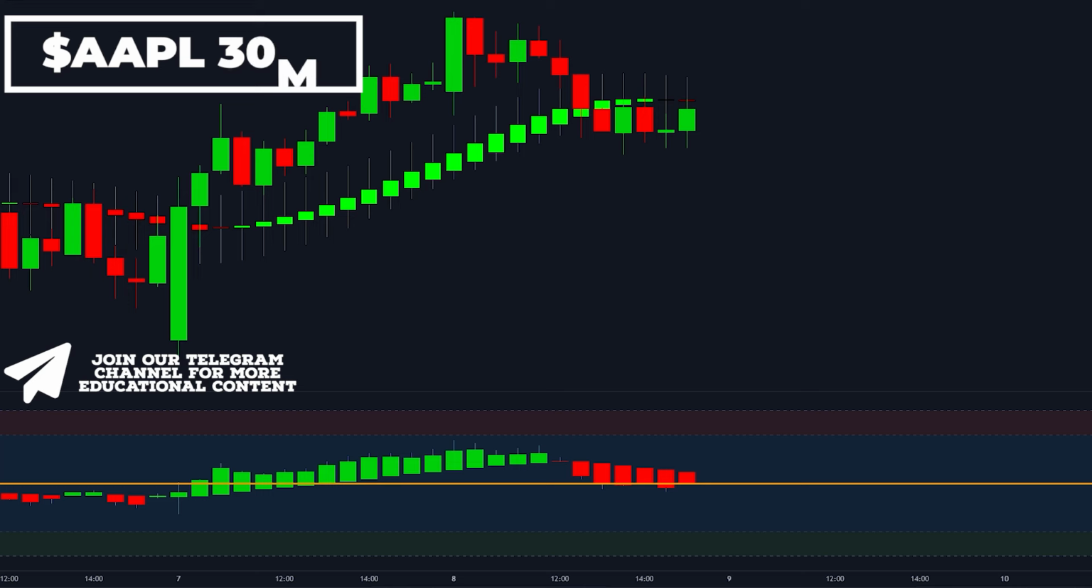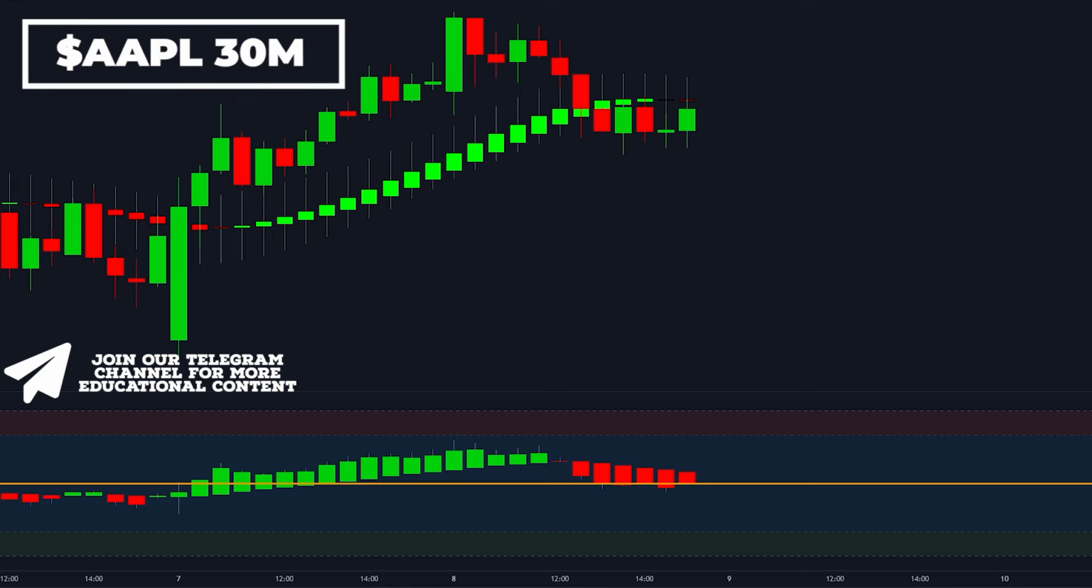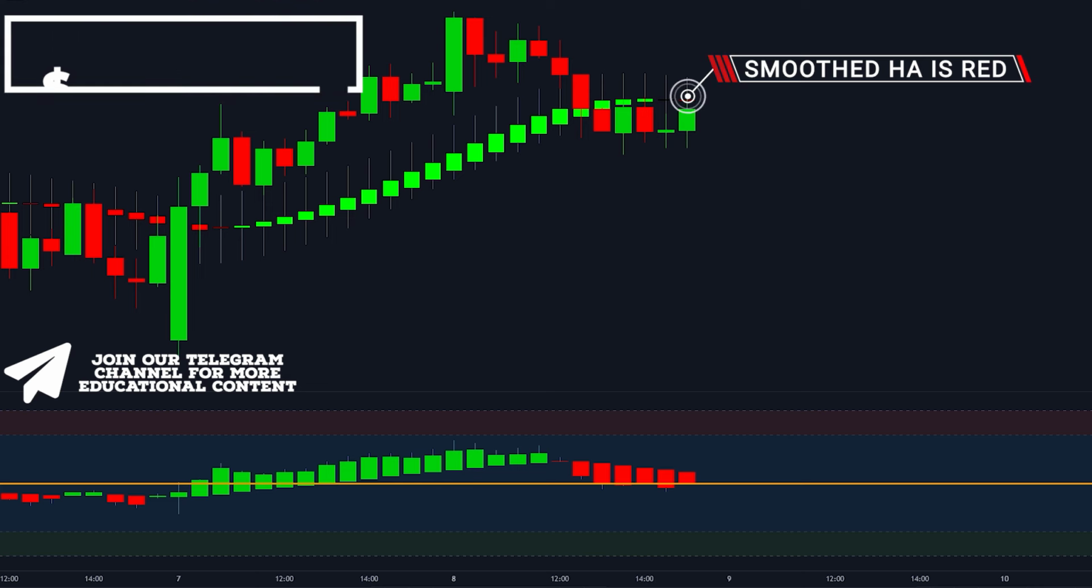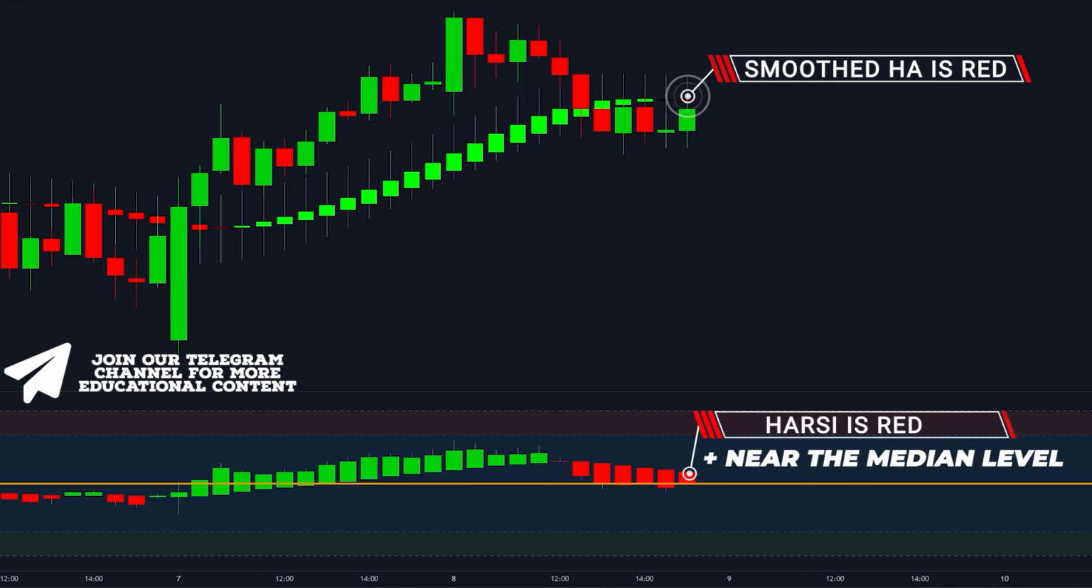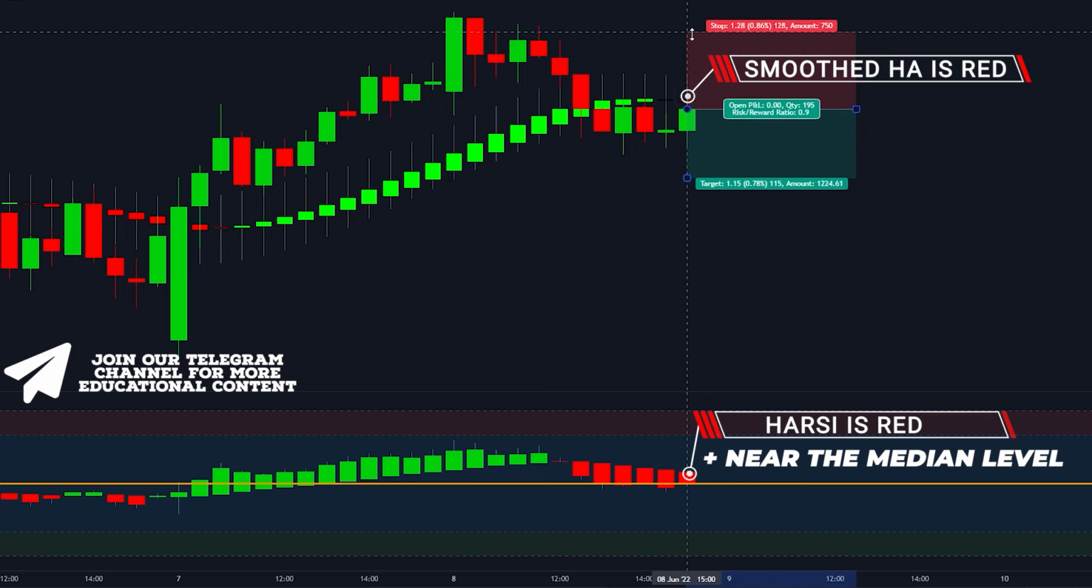Here's Apple stock, a 30-minute time frame, and we can see that the smoothed Heikin Ashi candle turns red right here. Now, let's take a look at the bottom. We have a perfect red HRSI bar right here, and more importantly, this bar is above the 10 level, meaning that we can enter the trade on this candle.